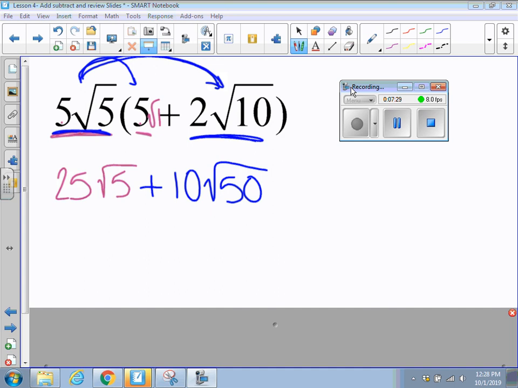Well, 25 square root of 5. 5 can't be broken down any further. It's prime. So 25 square root of 5 is fine.